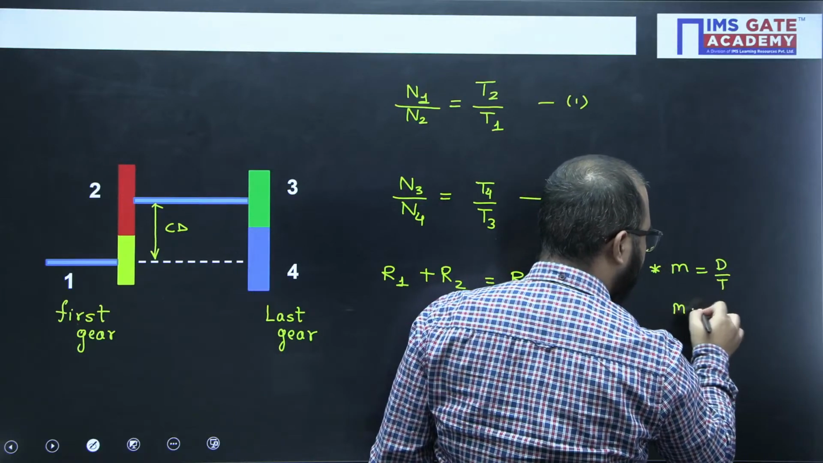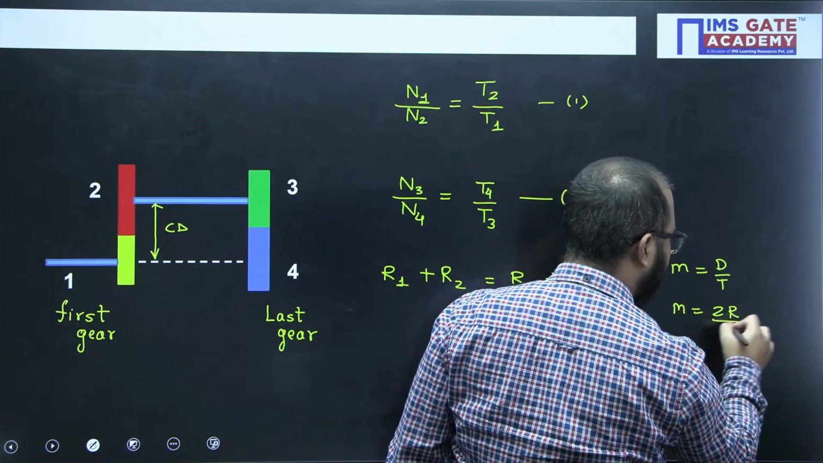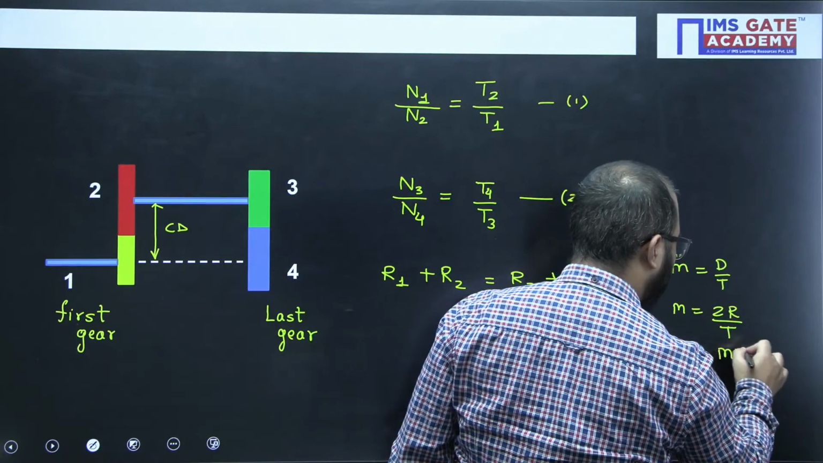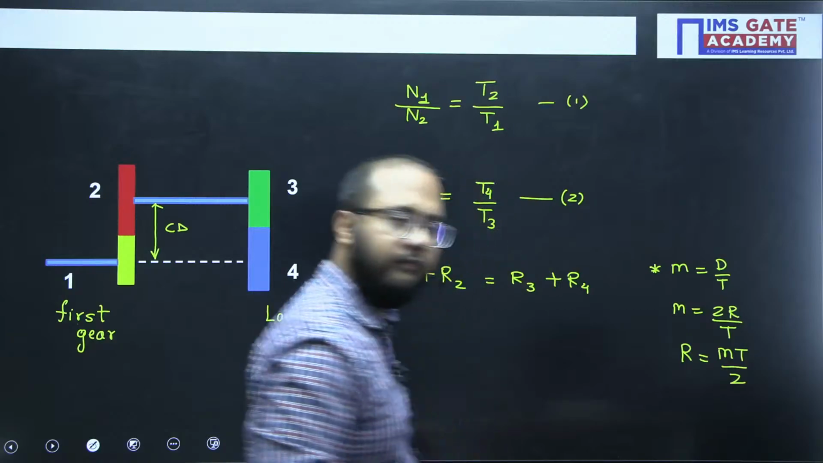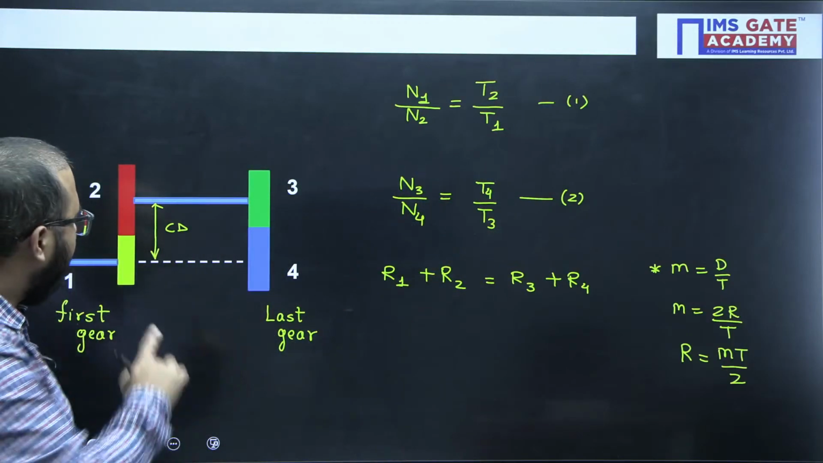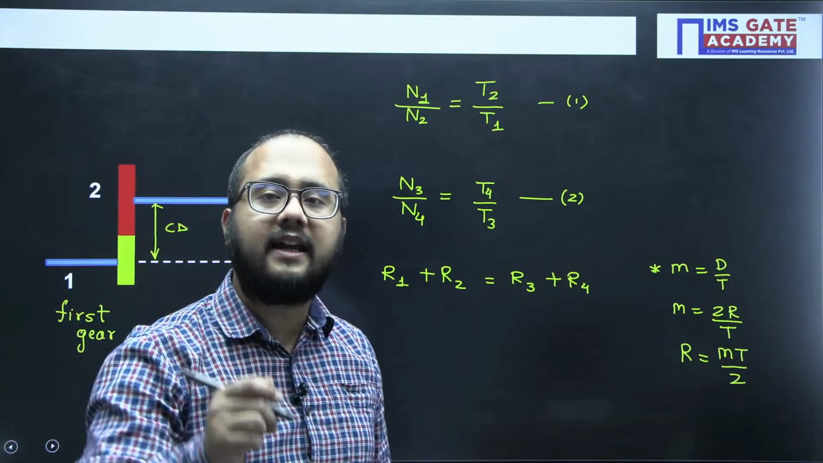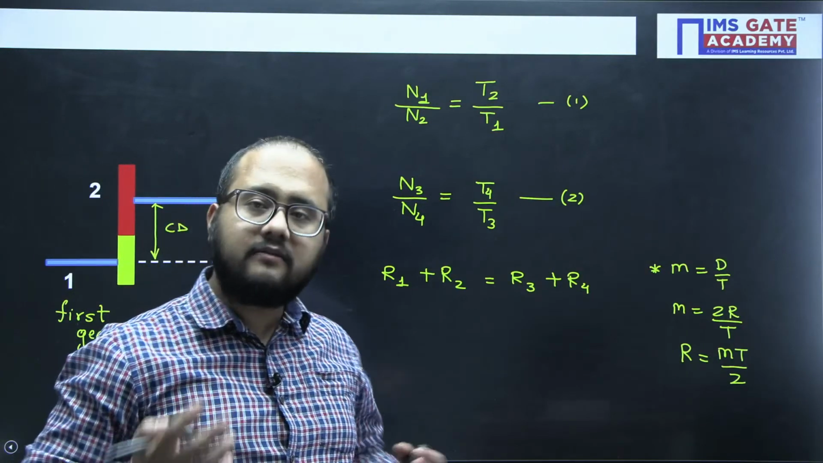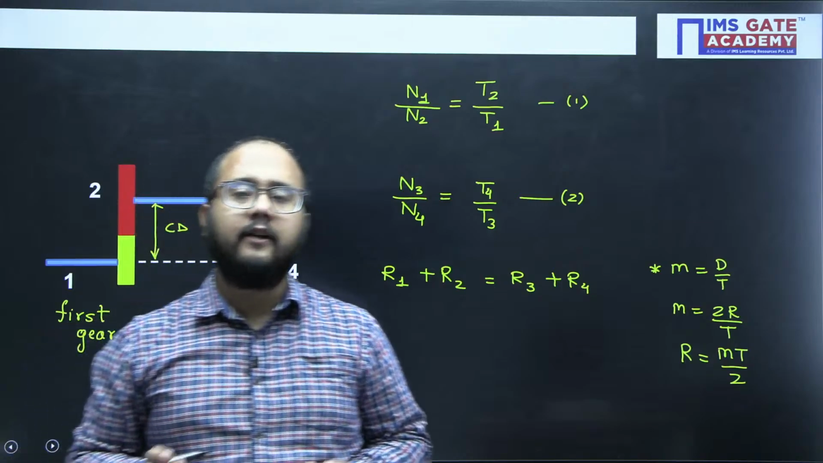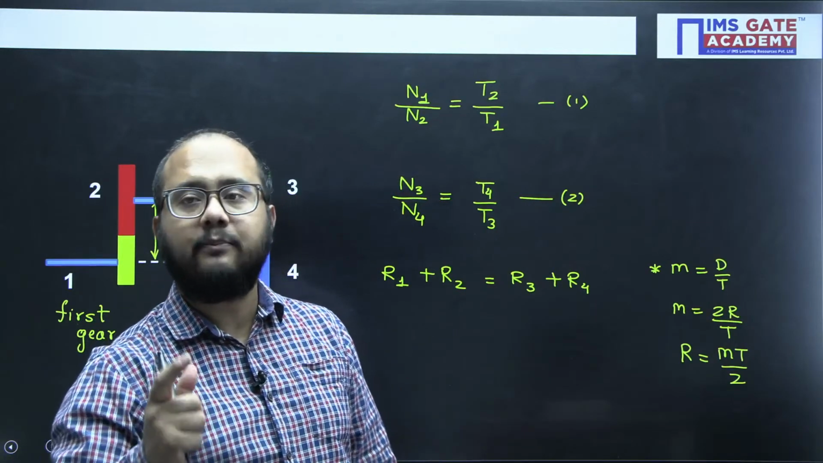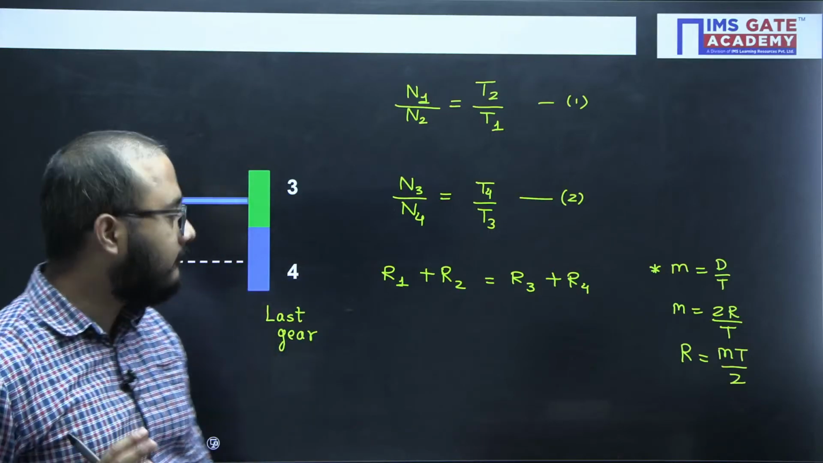That dia can be written as twice the radius divided by the number of teeth. So your radius actually equals module multiplied by number of teeth divided by 2. Right? Now, gear 1 and 2 are in meshing, so definitely they will have the same module, because that is the condition. If two gears are in meshing, then they will definitely have the same module, otherwise they cannot mesh.